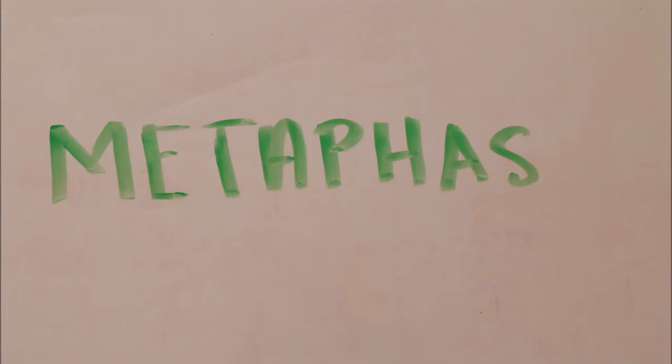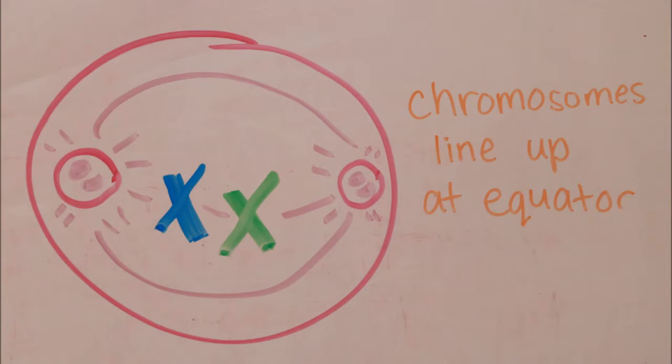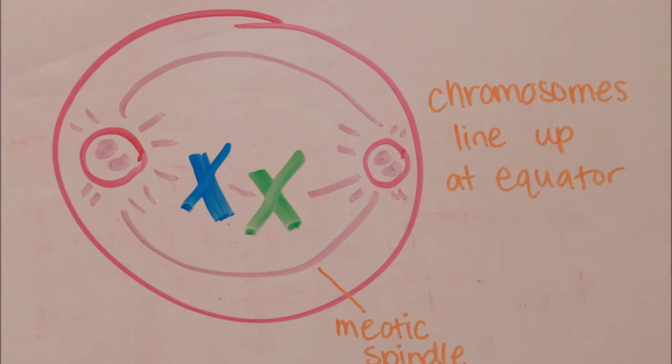The third step is metaphase 1. It is where the chromosome pairs line up next to each other along the center of the cell, sitting on the opposite sides of the cell. Centrioles are extended by the meiotic spindles. These meiotic spindle fibers attach to one chromosome of each pair.